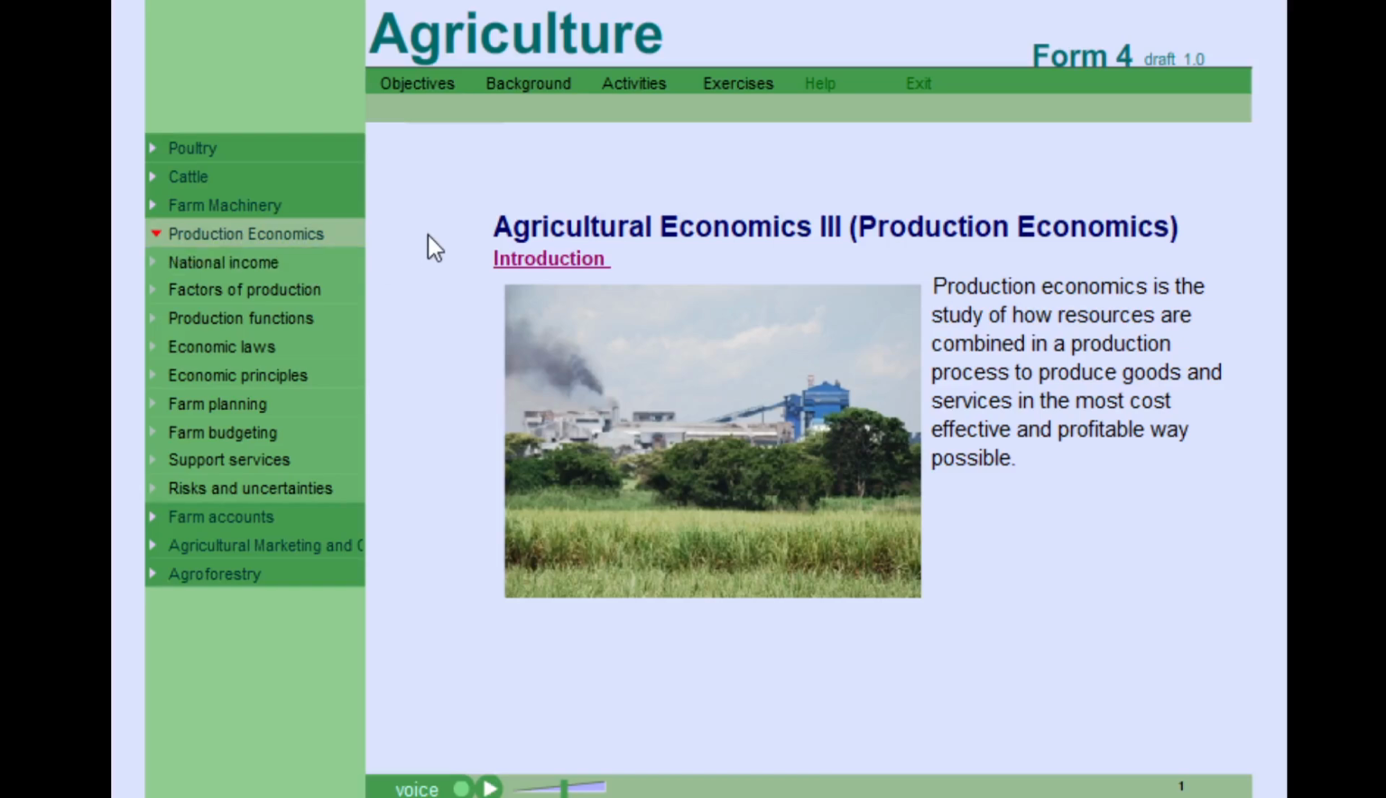Agricultural Economics 3, Production Economics. Introduction. Production economics is the study of how resources are combined in a production process to produce goods and services in the most cost-effective and profitable way possible.